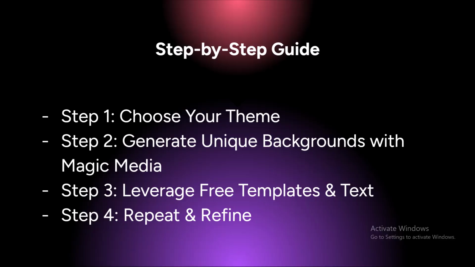Your first step is to choose a simple, relevant theme for your 5 posts. For example, 5 tips for boosting productivity or 5 ways AI helps VAs. This will be the core content for your set.